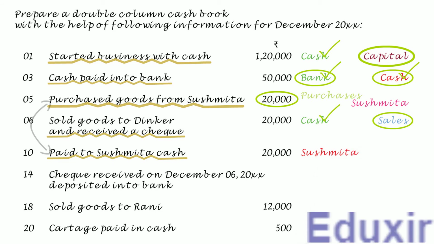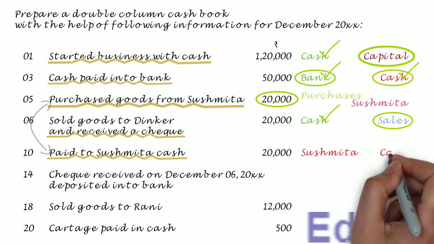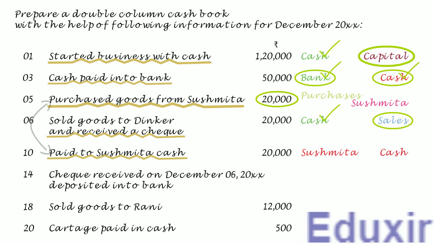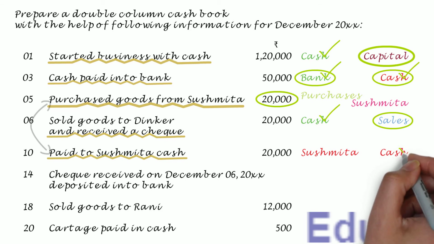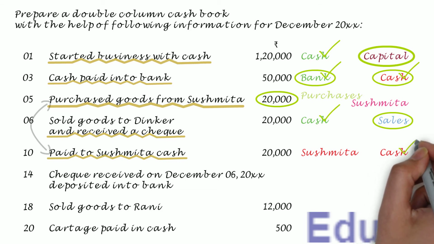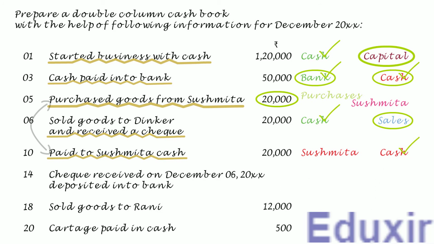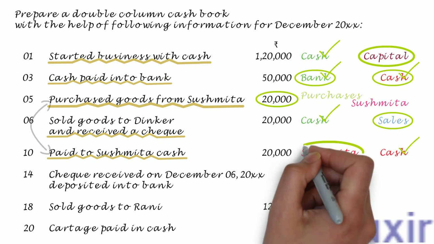At the same time, as the payment to the creditor Sushmita is done in cash, the cash asset of the business will be decreasing. The rule to record any decrease in the asset is to credit the corresponding assets account. In this case, the cash account should be credited. In this transaction, as you can see, the cash is on the credit side. So it needs to be posted on the credit or payment side of the cash book and in the cash column. Note that the particulars that need to be posted in the payments column of the cash book is Sushmita.